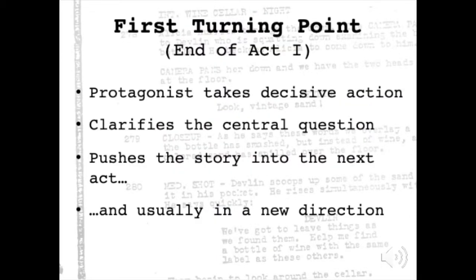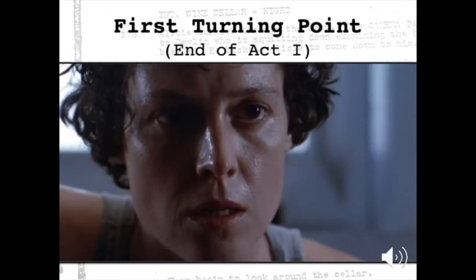This brings us to our first turning point. This is the end of Act 1. Our protagonist is going to take decisive action that will clarify our central question, and it'll push the story into the next act, and usually into a new direction. In Aliens, Ripley, despite her fears, decides that she must accompany the Marines to LV-426, and she literally leaves Earth and goes back to outer space.